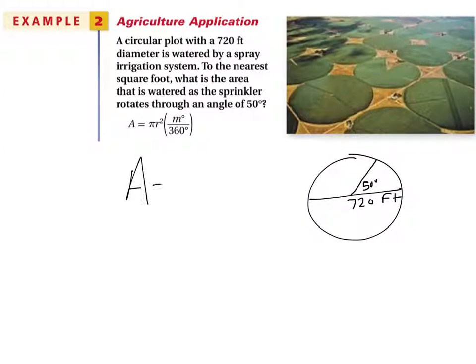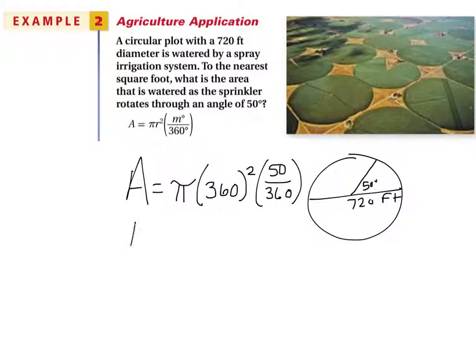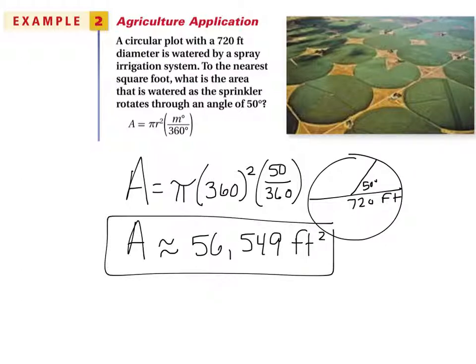We plug it in, pi, and radius, well, if 720 is the diameter, well, then the radius would be 360 squared multiplied by 50 degrees divided by 360. Area would be approximately 56,549 square feet.